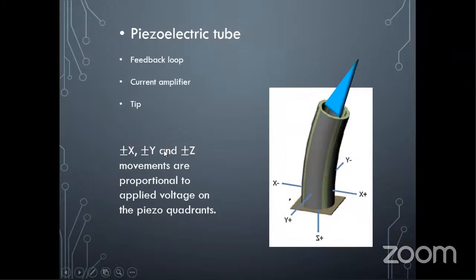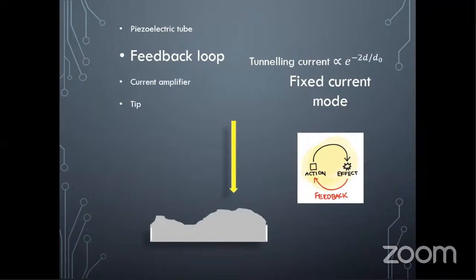Now, along with this, to build an STM, one needs a feedback loop, and the feedback loop depends on the fact that the tunneling current is proportional to the exponential of the distance between the tip and the sample. And depending on this formula, one can move the tip over the surface of a sample with different modes.